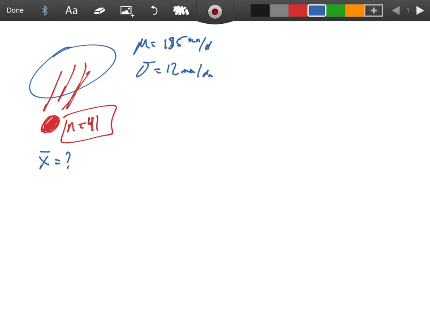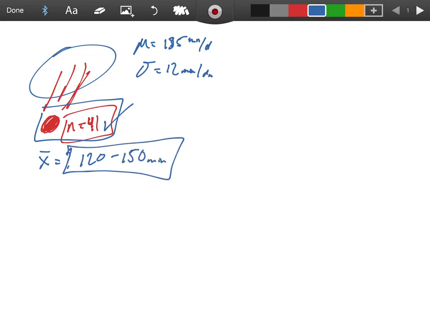Now here's where we can get into the meat of the question. First, can I use the central limit theorem and imagine that the sampling distribution of means is normally distributed? The answer is yes, right? 41 is greater than 30. Check. Oftentimes questions will ask, well, what are your chances? So this sample that you took that had 41 people in it, what are the chances of this sample having an average between 120 and 150 minutes? Or how many of the samples, if I'm sampling at a sample size of 41, will have an average between 120 and 150 minutes?